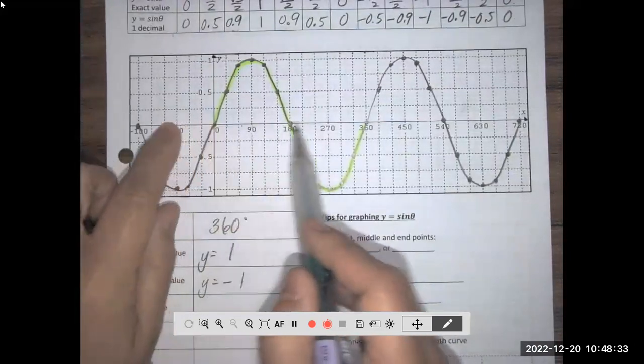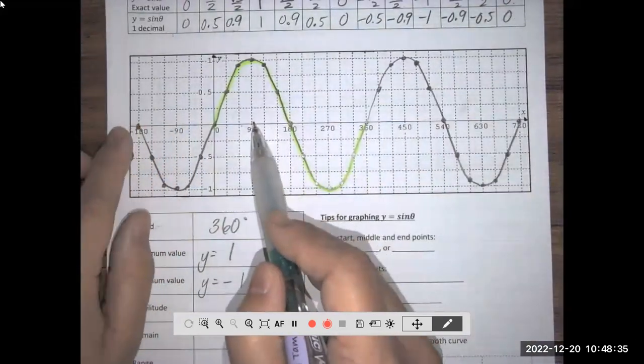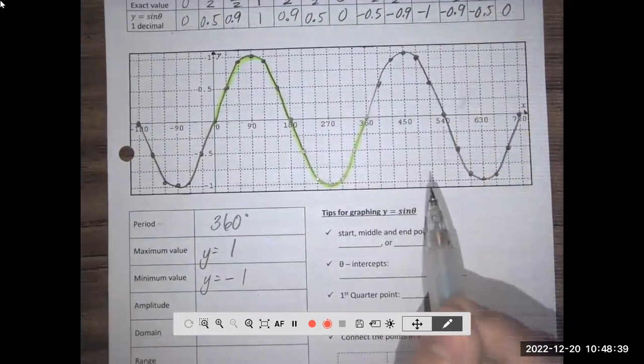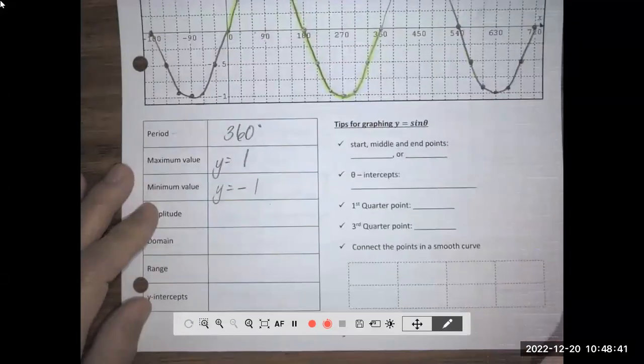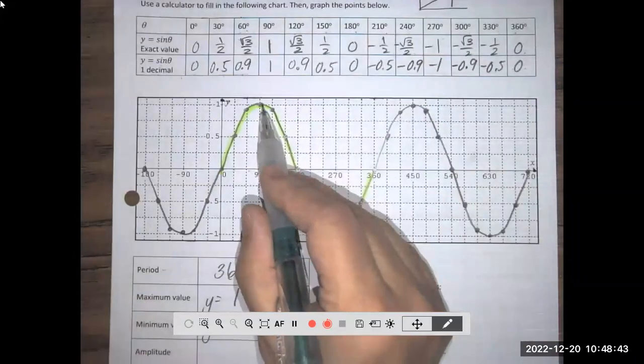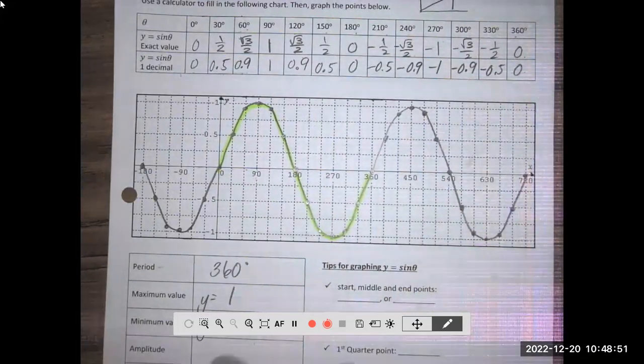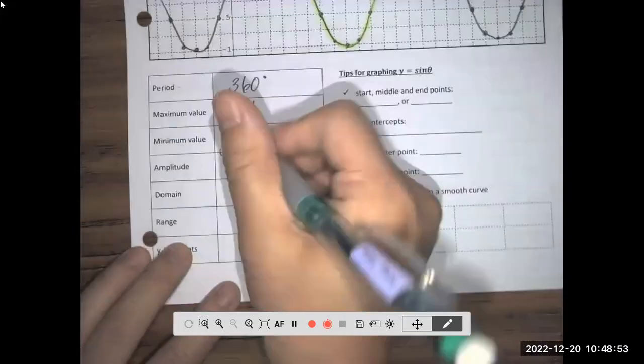How else could I calculate amplitude? Who remembers the equation from yesterday? Yeah. So our max, which is 1, minus our min, which is -1. So it's going to be 1 minus -1 is 2, divided by 2 is 1. So our amplitude, A equals 1.